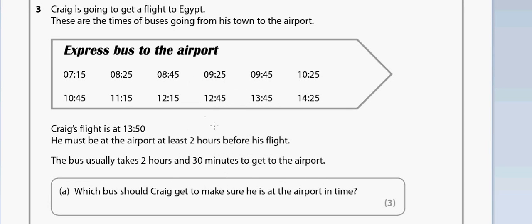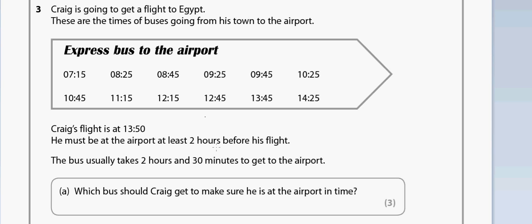Okay, question 3. So Craig is going to get a flight to Egypt. I must admit, I wish I was Craig. Sorry. So these are the times of buses going from his town to the airport.